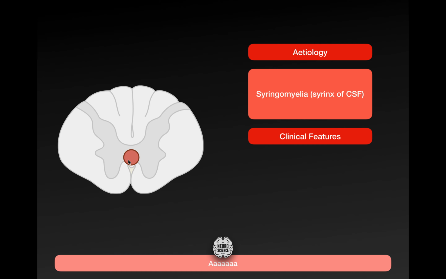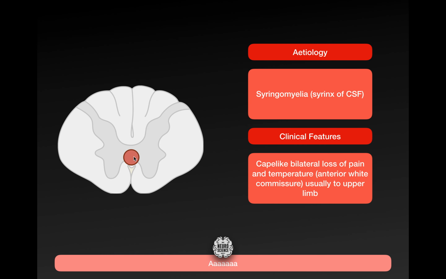And then here we have syringomyelia. So this is a syrinx of CSF, so we get an expansion there. And this causes cape-like bilateral loss of pain and temperature. And that's because, remember we said spinothalamic comes in and it decussates here at the anterior white commissure. So the syrinx will compress here preferentially and knock out bilateral, because one's coming in this side, one's coming in that side. So it knocks out bilateral pain and temperature in a cape-like distribution because, again, it's preferentially cervical.